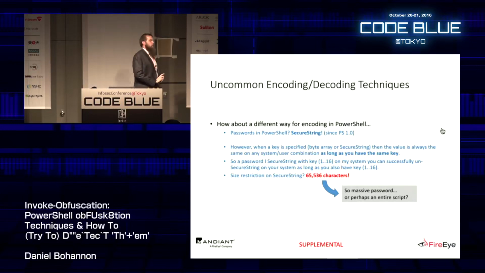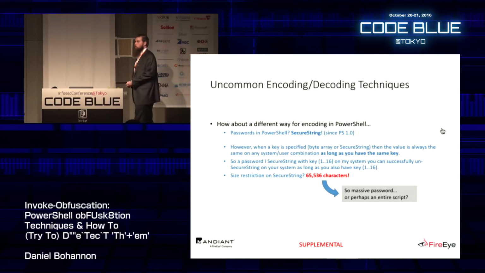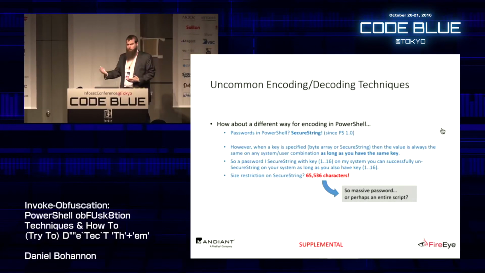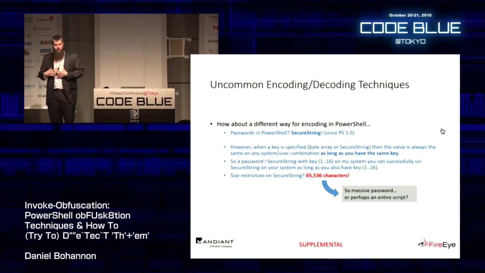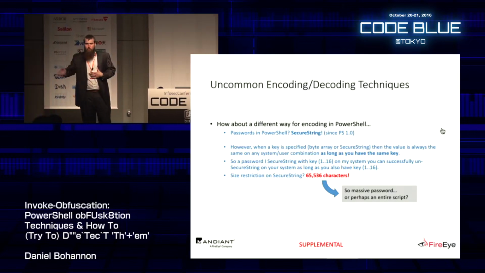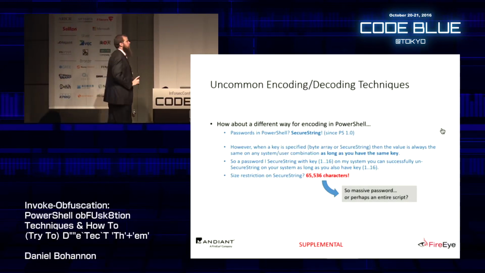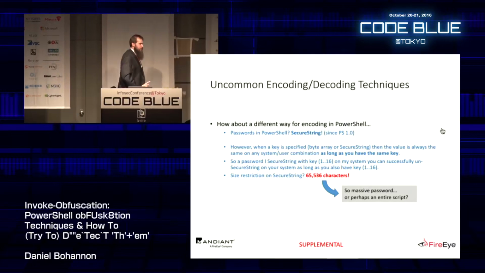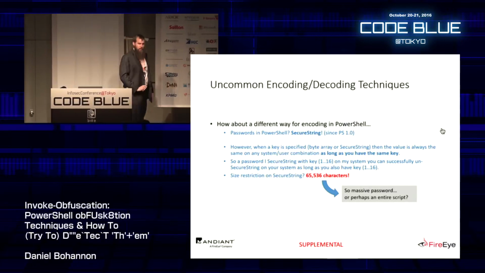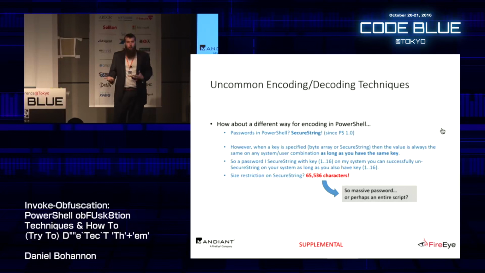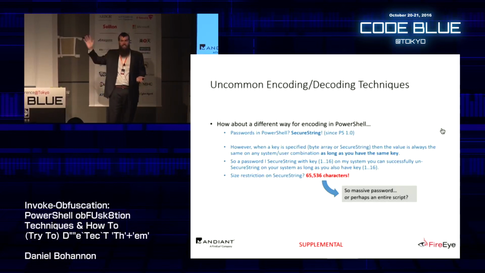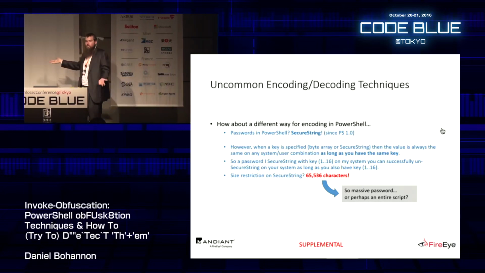However, if we do specify a key, then it's using AES encryption, 16, 24, or 32-byte, and that depends on the size of the key that you pass in. So that means I can generate a password object on my system, and then you can run it on your system as long as you have the same key. Now here's the great part: the secure string object has a size restriction of 65,000 characters. This is Code Blue. We are security people. We probably feel pretty good about our passwords, right? Who has a 65,000 character password? That's crazy. Why is it so large?